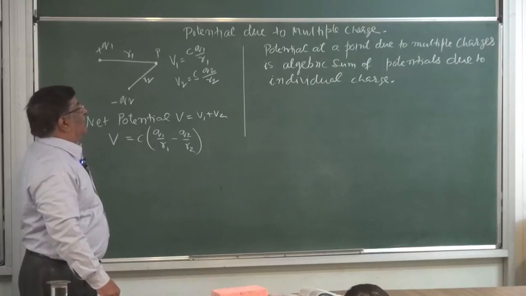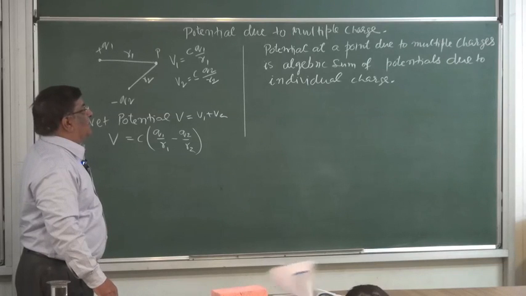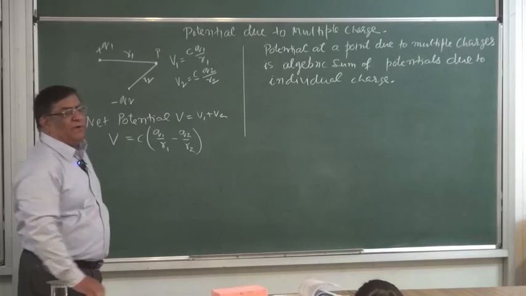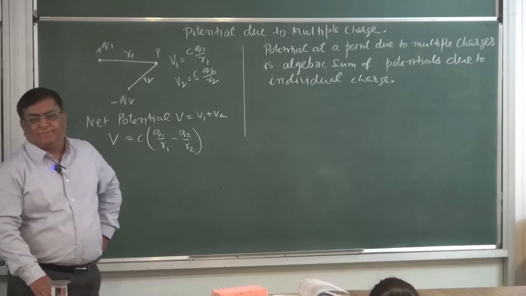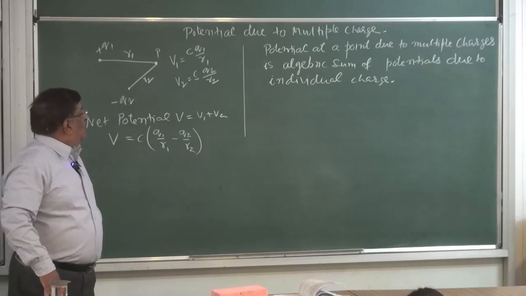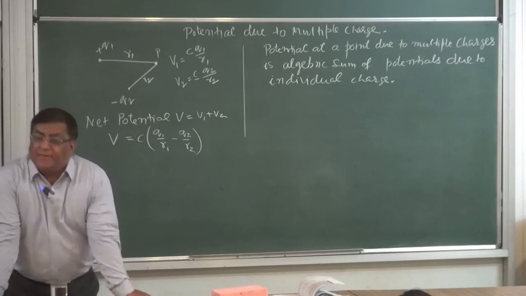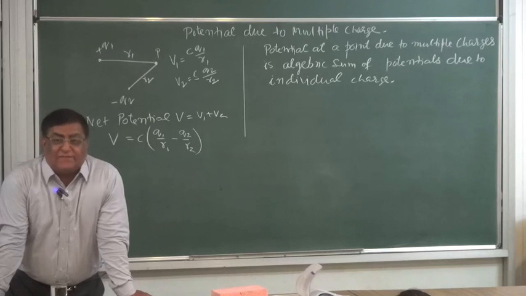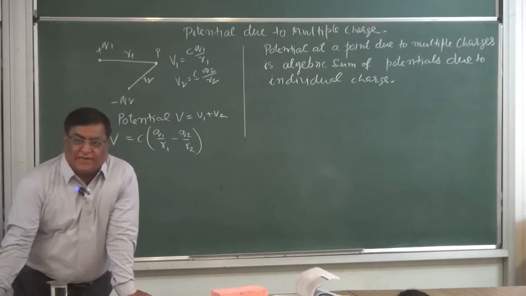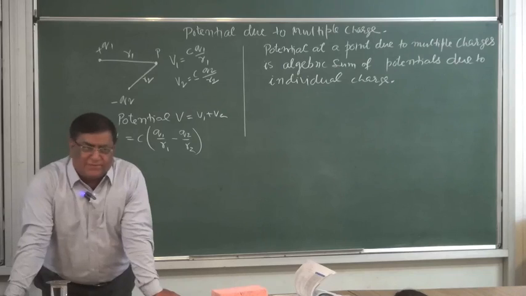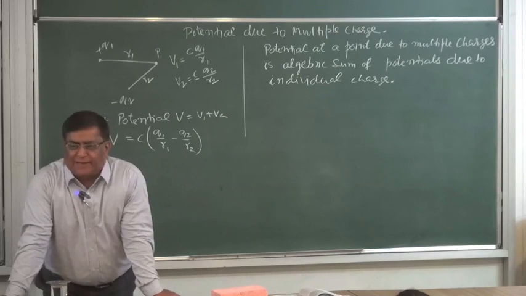Potential at a point due to multiple charges is the algebraic sum of potentials due to individual charges. And this is what algebraic sum means: we have to take plus and minus. Understand? So if it is a positive charge, then plus; if it is a negative charge, then minus.